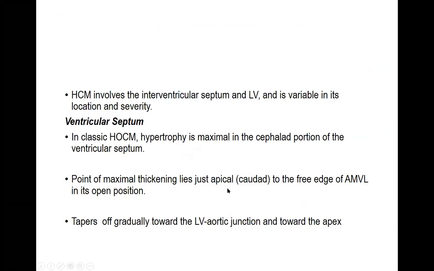HOCM involves the intraventricular septum and left ventricle, and it's variable in its location and severity. In classical HOCM, hypertrophy is maximum at the cephalad portion of the ventricular septum. The point of maximal thickening lies just apical, or caudad, to the free edge of the anterior mitral leaflet in its open position. It tapers off gradually toward the left ventricular aortic junction and toward the apex. It's like a bulge, and then it tapers off in both ways.